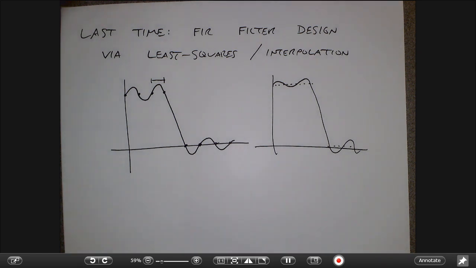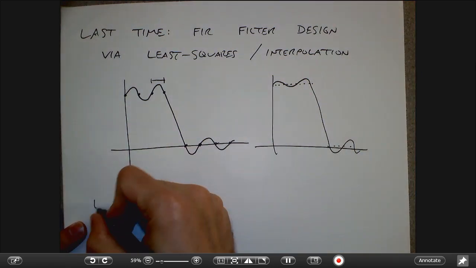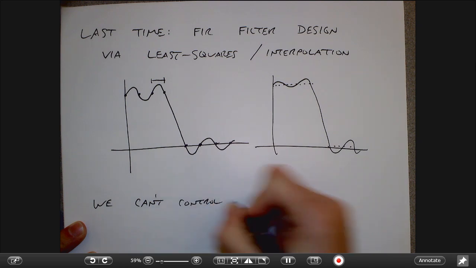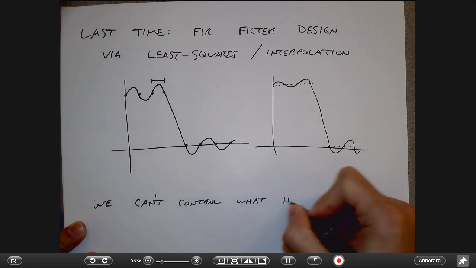So the topic of today's lecture is forcing the filter to not deviate more than a certain amount that we ask for in the pass band and the stop band, right? And so the upshot of this is we can't control what happens between the points.